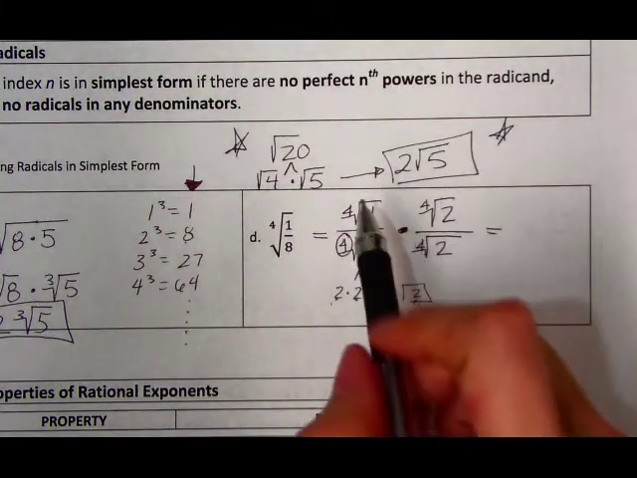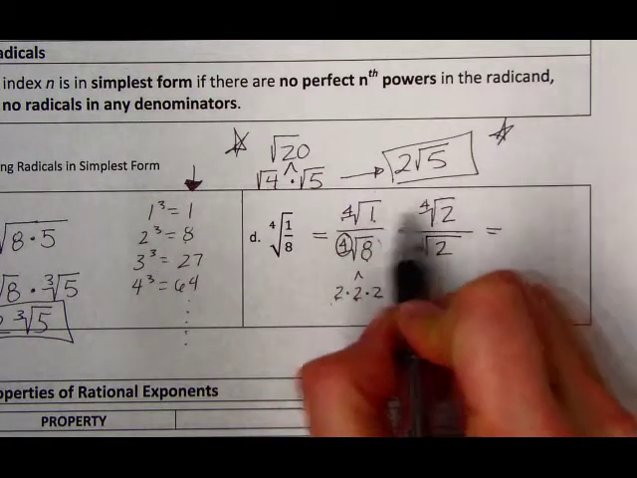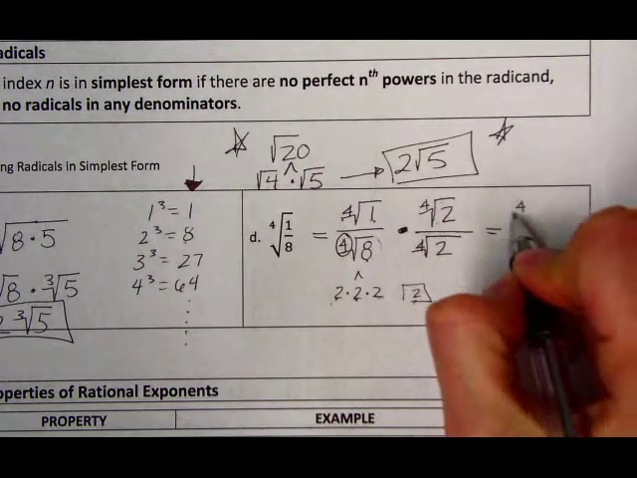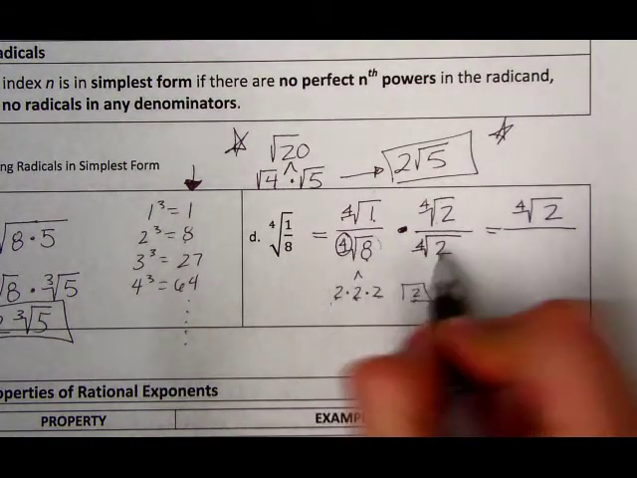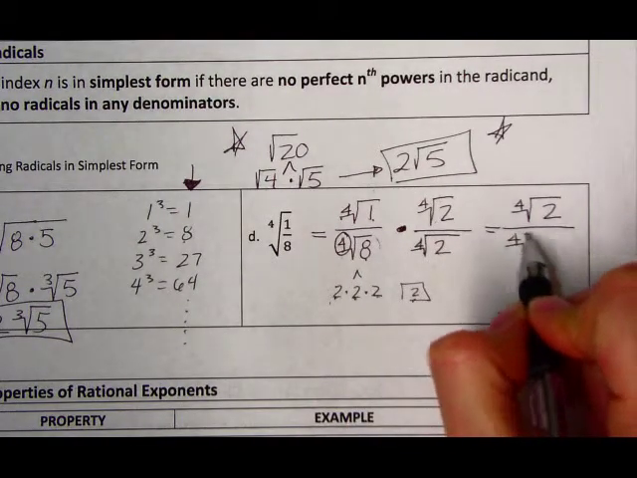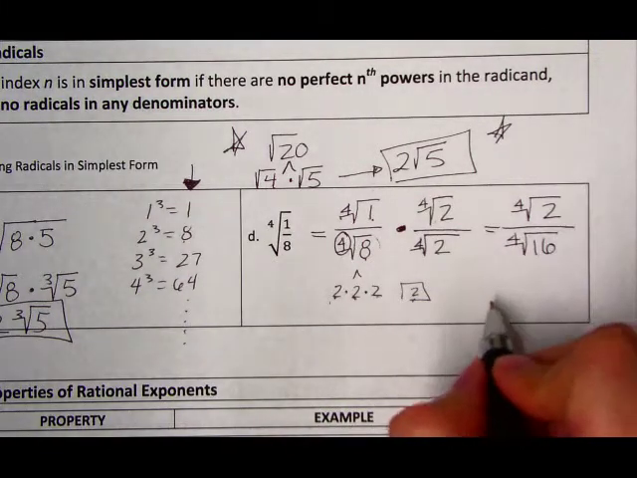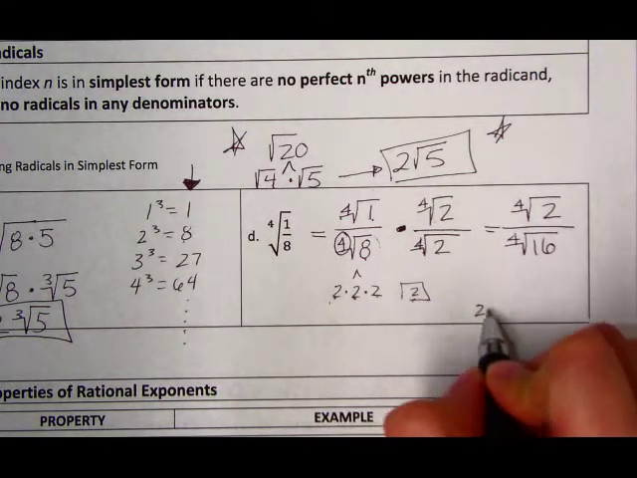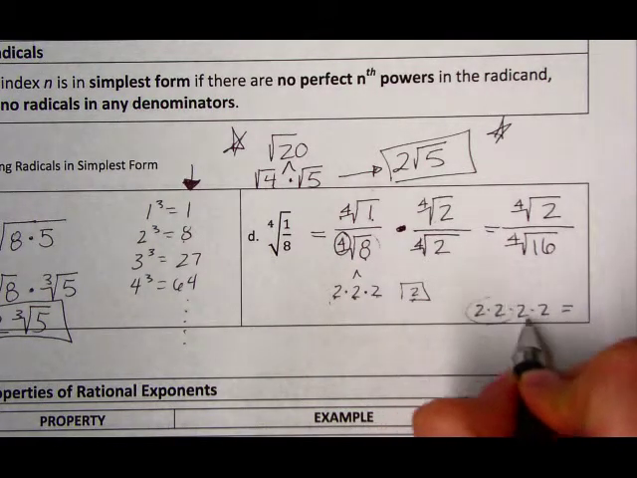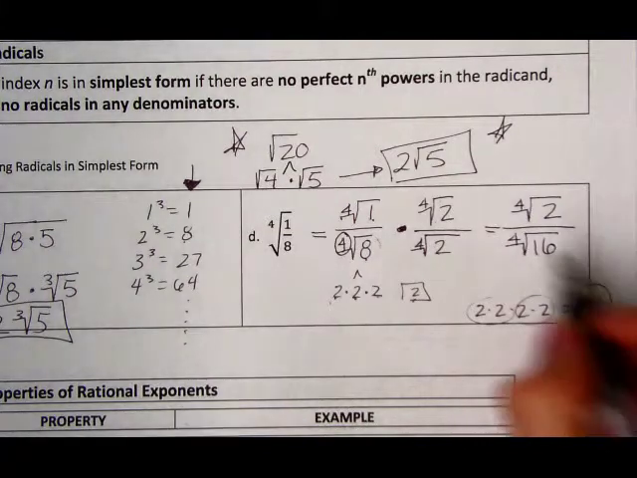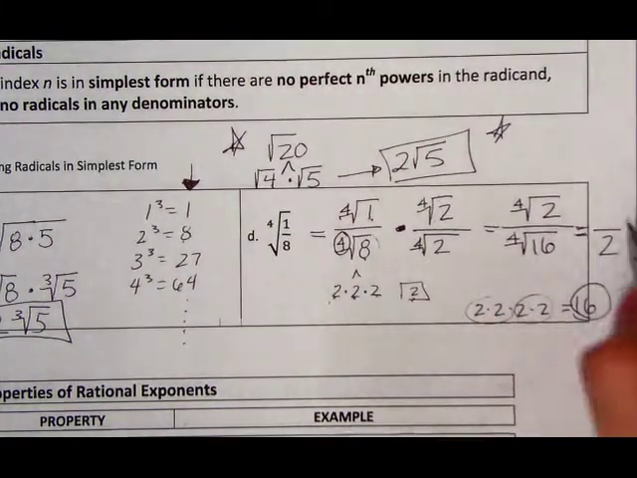So if we multiply up top, the 4th root of 1 times the 4th root of 2 is obviously the same thing as 1 times 2 on the inside, so that's the same thing as the 4th root of 2, all over, well, 8 times 2 is 16, so again, this is the 4th root of 16, and since it's the 4th root of 16 now, 2 times 2 times 2 times 2, which gives us 4 times 4, which is 16. The 4th root of 16 is a perfect whole number, which is 2.